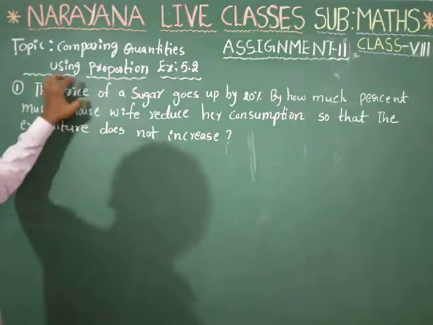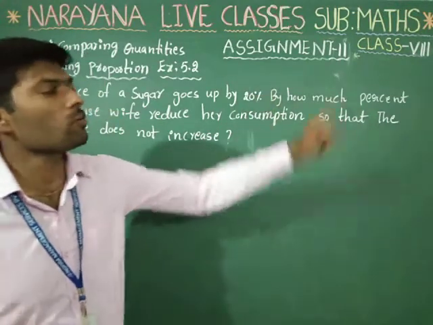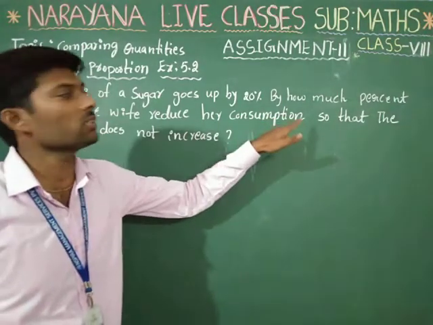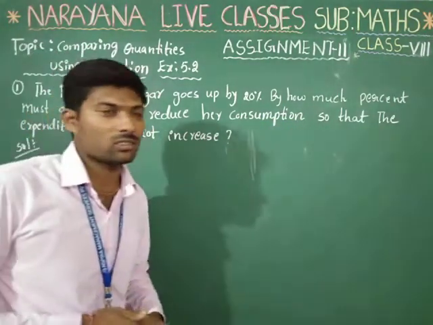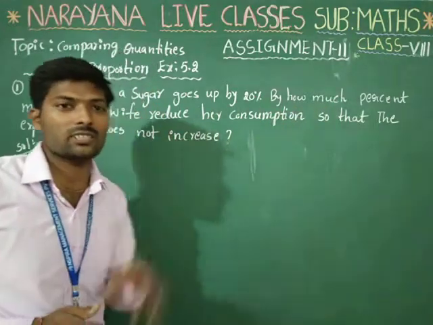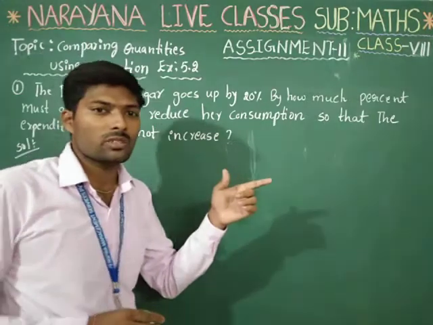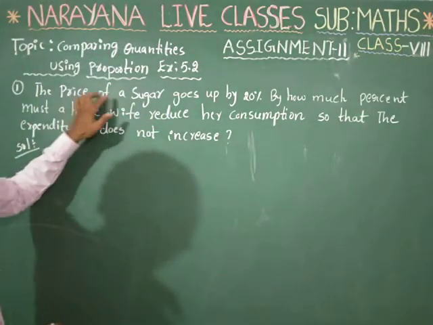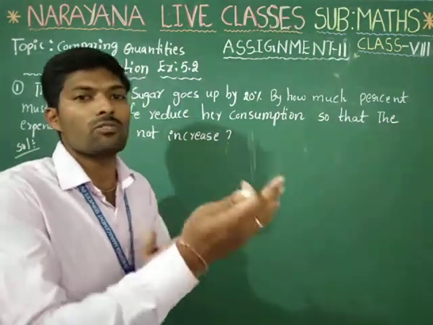The first question is: the price of sugar goes up by 20%. By how much percent must a housewife reduce her consumption so that the expenditure does not increase? For example, if a product costs 100 rupees, and the price of sugar goes up by 20%, it means 100 will become 120.